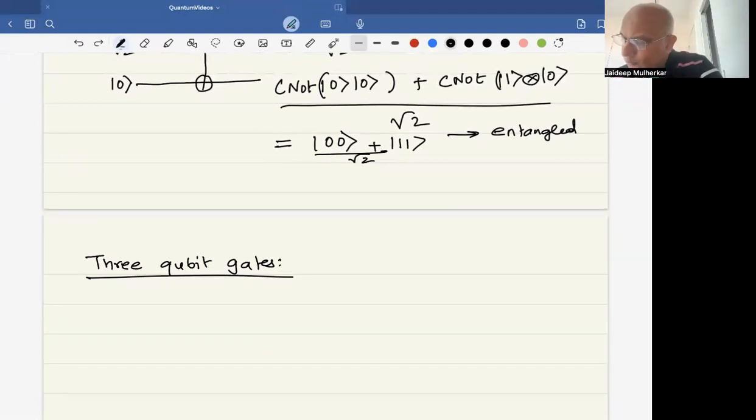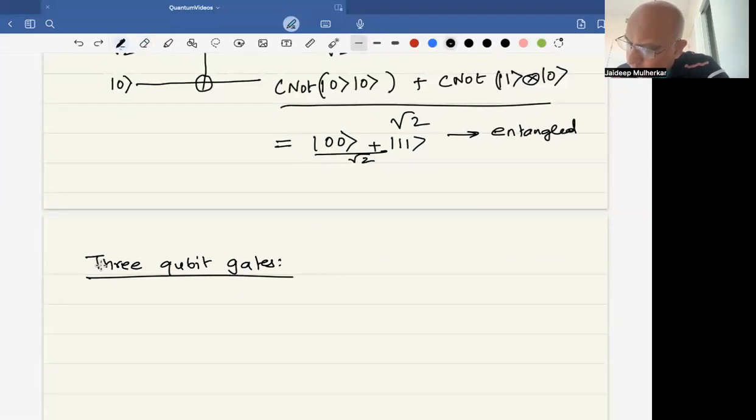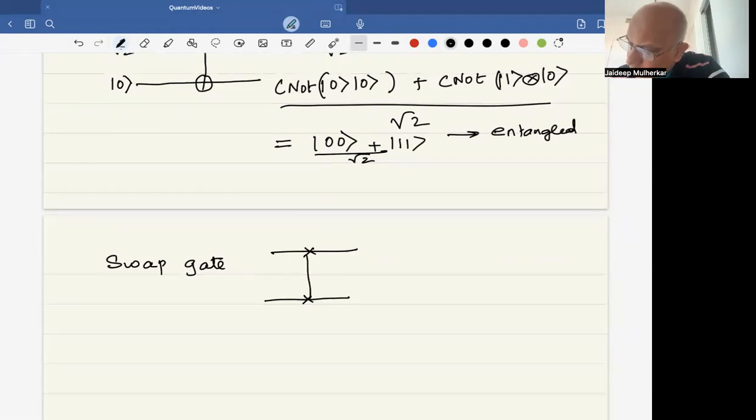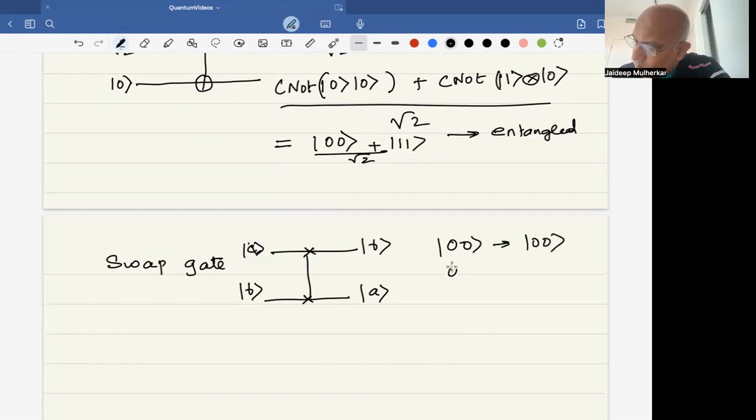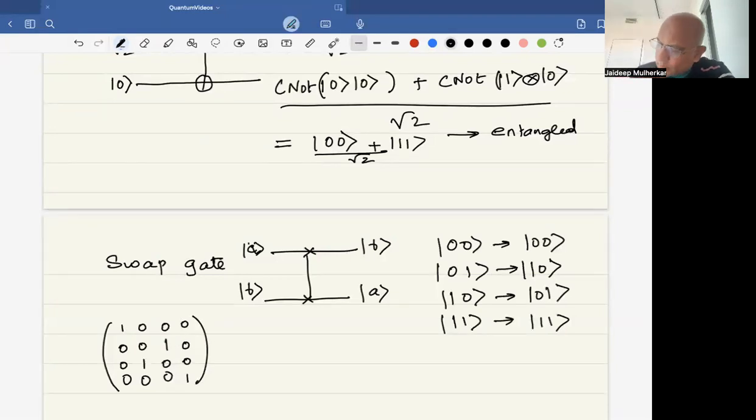Another example of a 2-qubit gate is the swap gate. So let me just write this swap gate. It is represented like this. It just swaps the 2 qubits. So A, B will go to B, A. So 0, 0 goes to 0, 0, 0, 1 goes to 1, 0, and 1, 0 goes to 0, 1, and 1, 1 goes to itself. So the matrix representation is 1, 0, 0, 0, 0, 0, 1, 0, 0, 1, 0, 0, and 0, 0, 0, 1. So that's the swap gate.